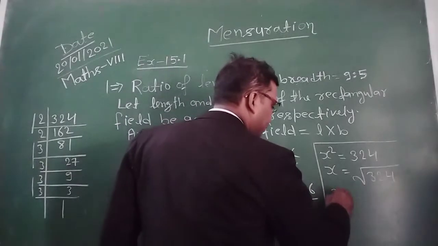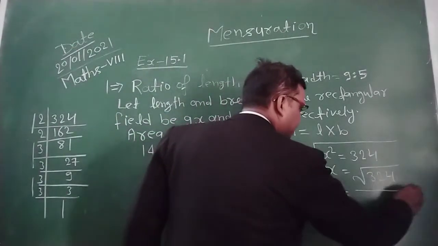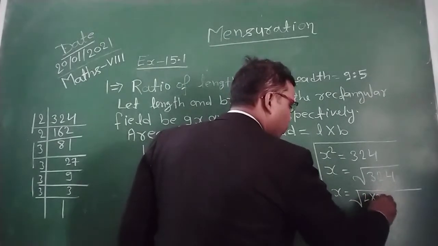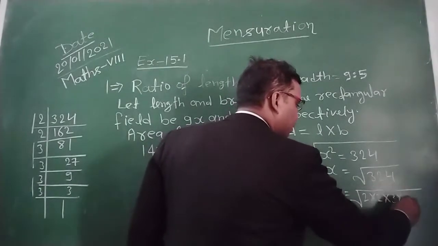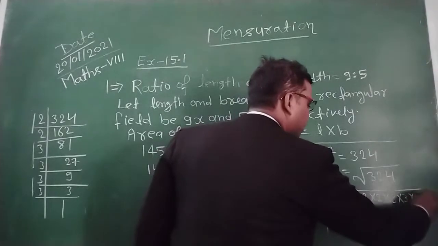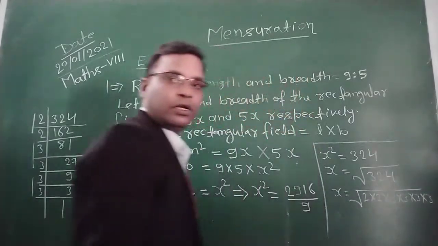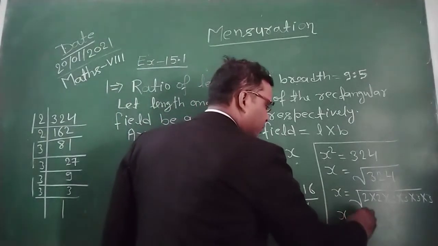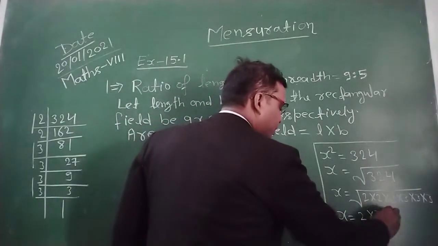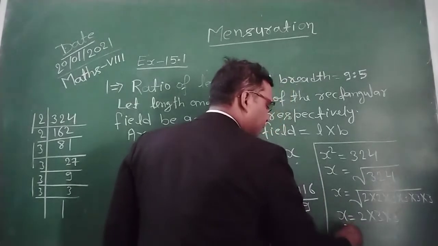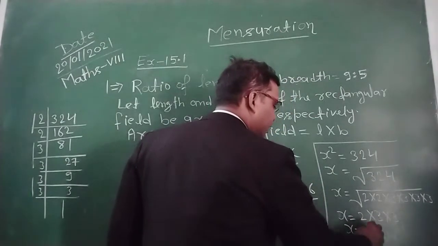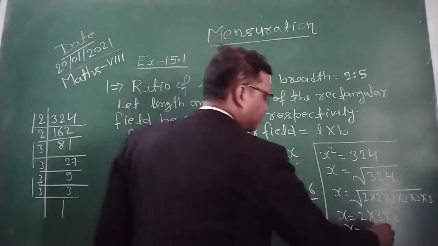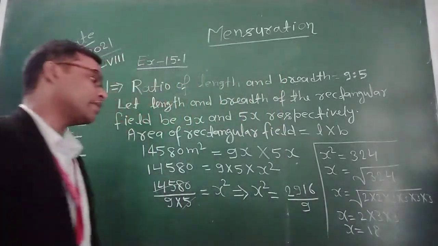It means you can write the factors of this as 2 into 2 into 3 into 3 into 3 into 3. This is equal to 2 into 3 into 3. So x is equal to what? This is equal to 18. Okay, meter. The value of x is 18.